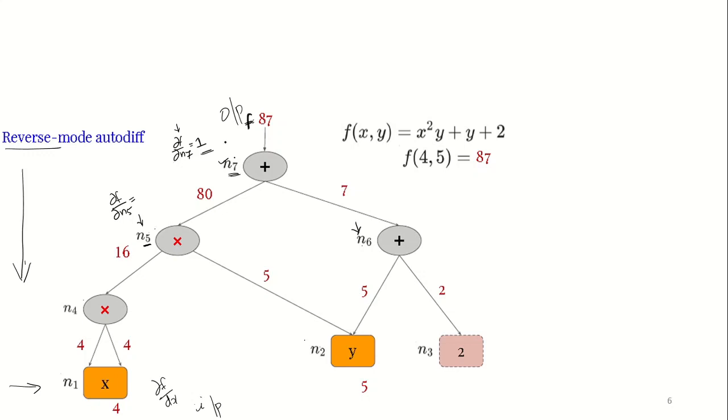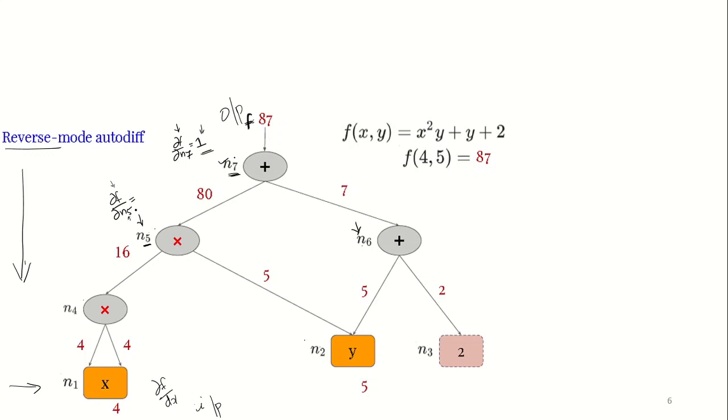So what is dou f by dou n7? If there is a small change in n7, what will be the change in f? That is what dou f by dou n7 means. Since the output of n7 is equal to f, when n7 changes, that is reflected in f as such. That is why it is 1. And now we have to find dou f by dou n5. That means if there is any change in n5, how will it be reflected in f.